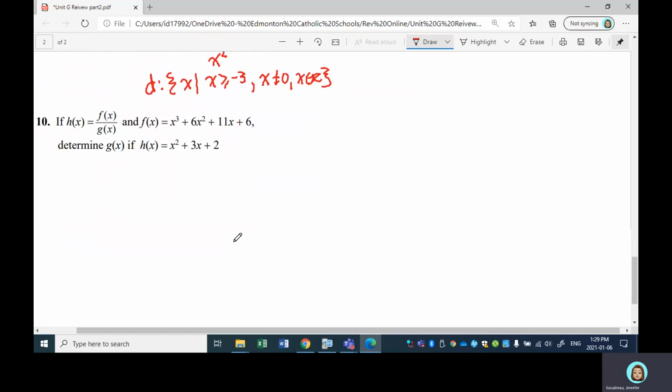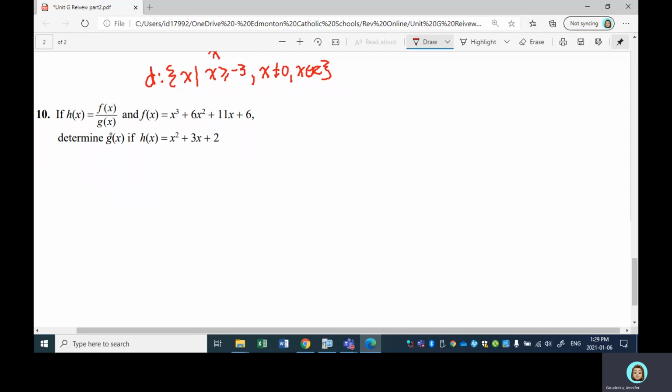Number 10. If h at x is equal to f at x over g at x, and f at x is x cubed plus 6x squared plus 11x plus 6, determine g at x if h at x is x squared plus 3x plus 2. I like this question because you have what the combined function is, and you need to determine what one of the original ones is. So here's what we're going to do. We're basically going to simplify. We have h at x, which is x squared plus 3x plus 2. That came from f at x, x cubed plus 6x squared plus 11x plus 6, over g at x. What we want to know is what g at x is.